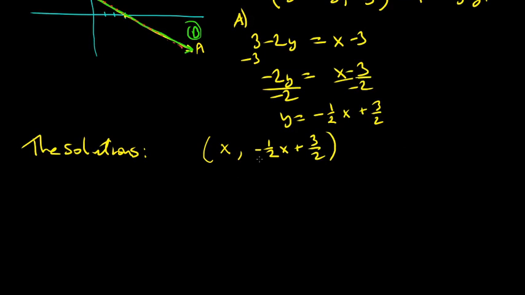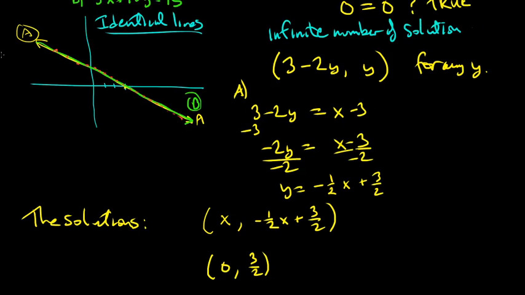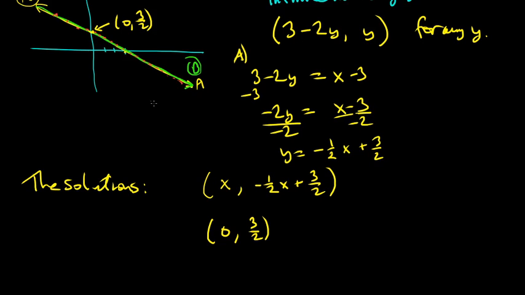So one such solution is when x is 0, y is 3 over 2. And that point is right about here. That's the y-intercept. Another solution would be when y is 0, and x is going to be 3. So that's this point right here. Those are the intercepts, but there are many, many other points.